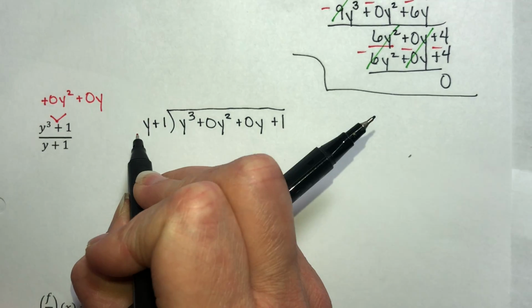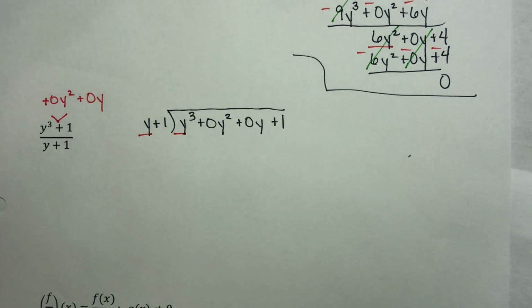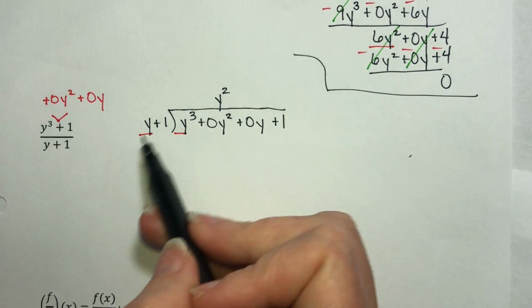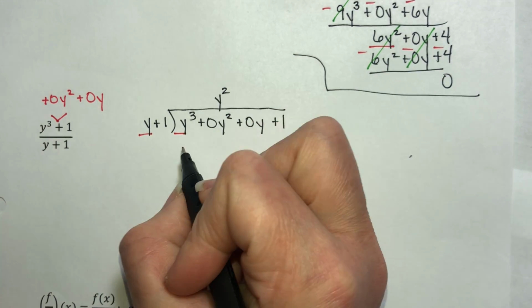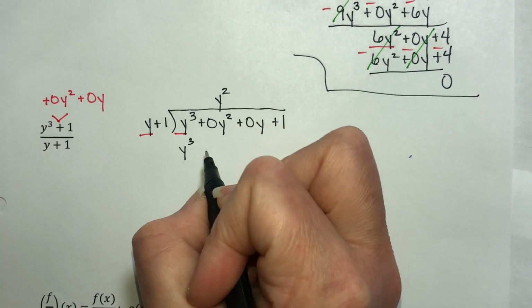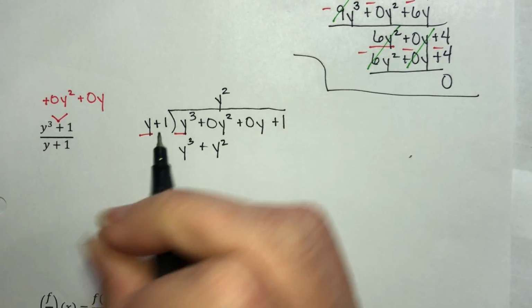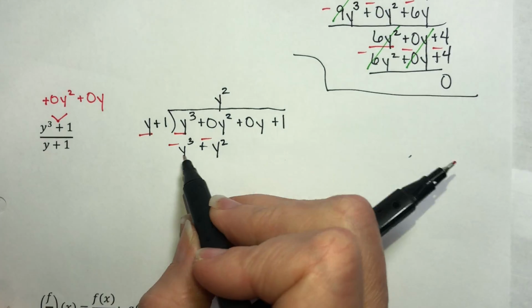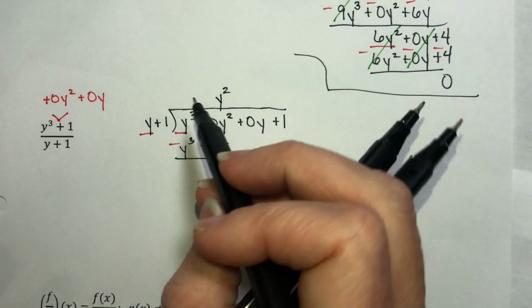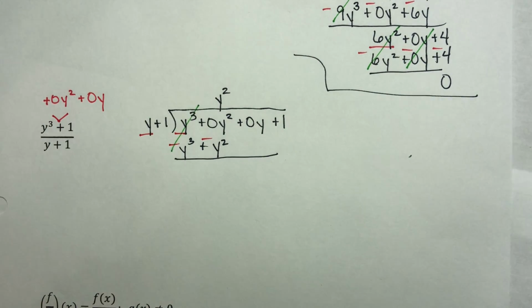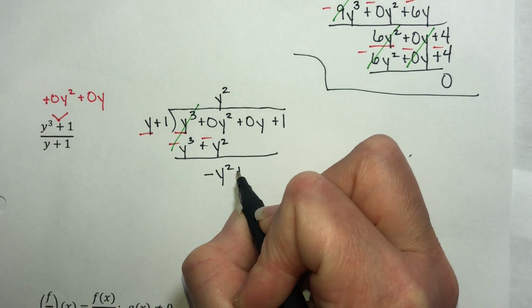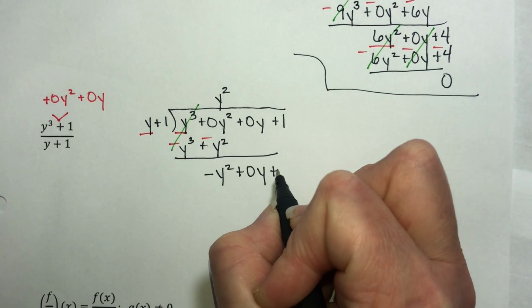All right, so I want this y to become a y cubed. So I need to multiply it by a y squared. Distribute the y squared. You get y cubed plus y squared. Change your signs. Your first term should cancel. And now I get negative y squared, and I'm going to bring down everything else.